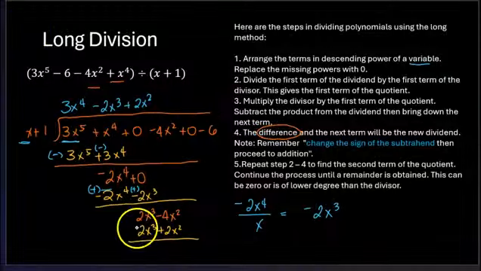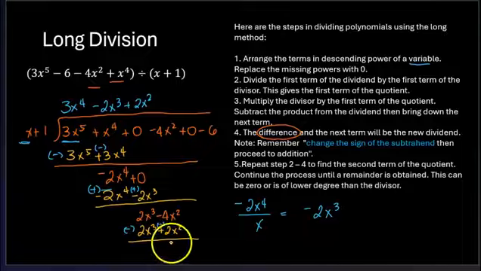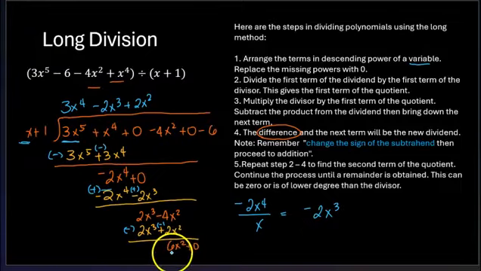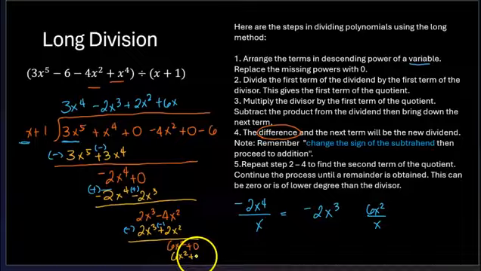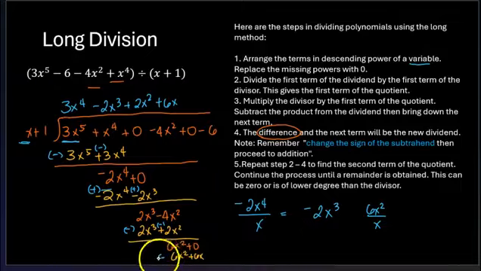Then we're going to do a subtraction, change sign. We'll have 6x squared plus 0. So if we divide 6x squared over x, that's 6x. So multiply, you have 6x squared plus 6x. And then we subtract.